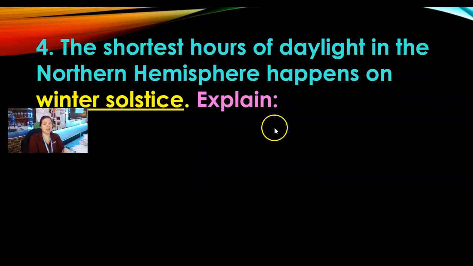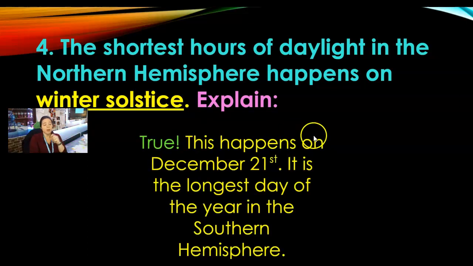The shortest hours of daylight in the northern hemisphere happen on the winter solstice. This is absolutely true. Happens December 21st. It's the longest day of the year for the southern hemisphere. So on the bottom. So when we have the shortest, they have the longest, and vice versa.